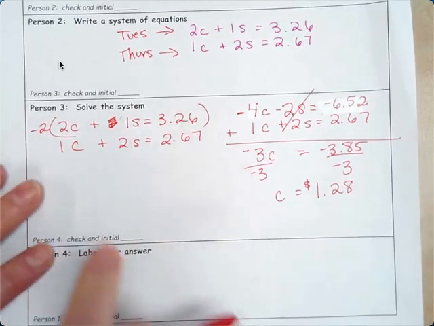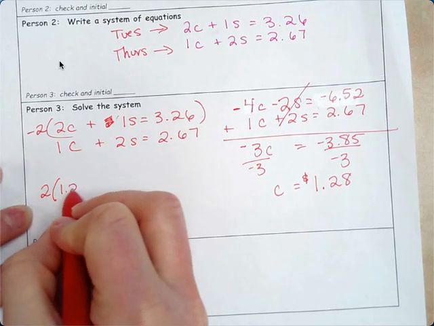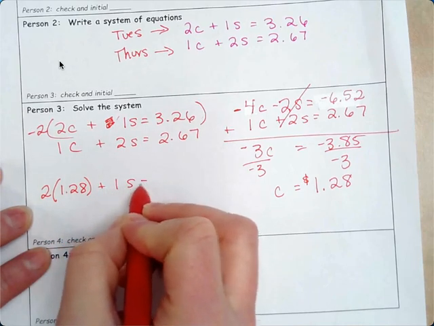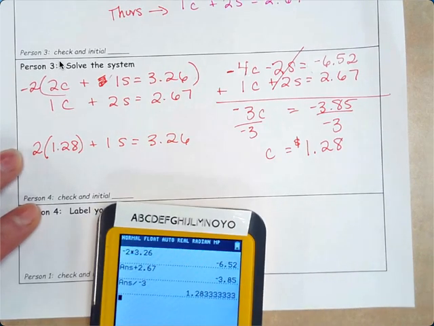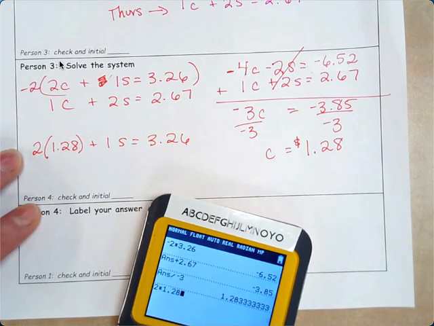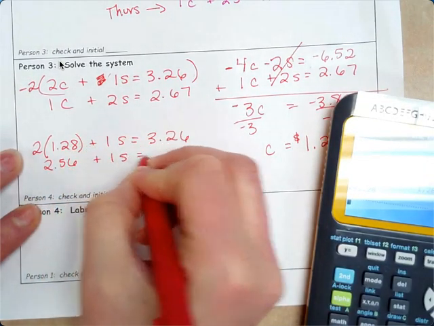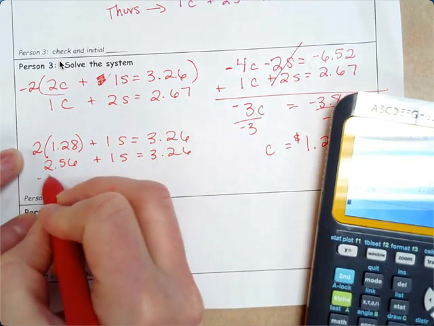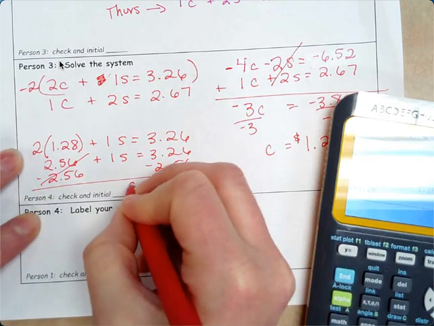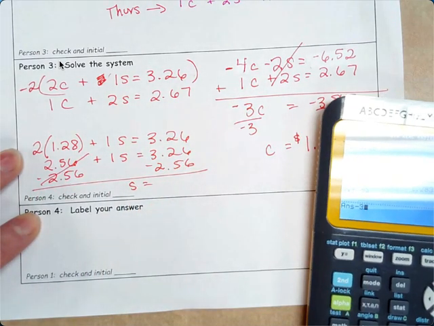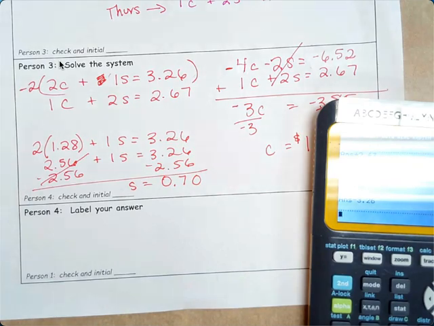And then we need to find out what the soda cost. So we could use the first one. 2 times 128 plus 1S equals 326. So I plugged it into the first equation. So 2 times 128 would be 256. And then subtract the $2.56. That was the 2 candy bars. $0.70. Okay.